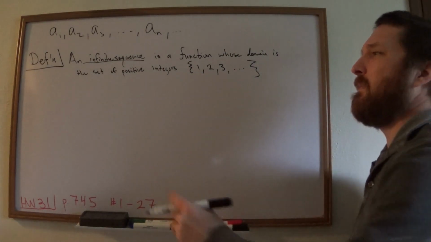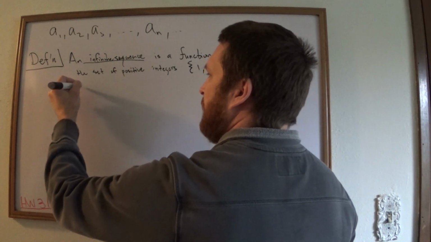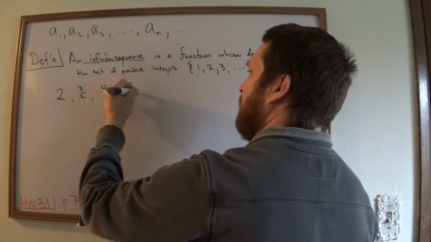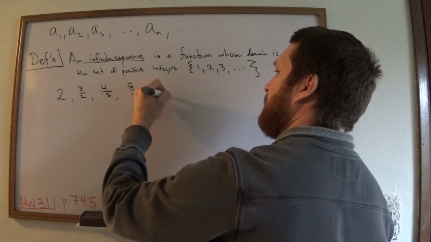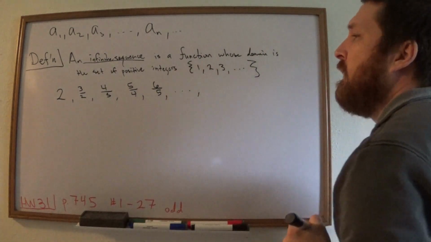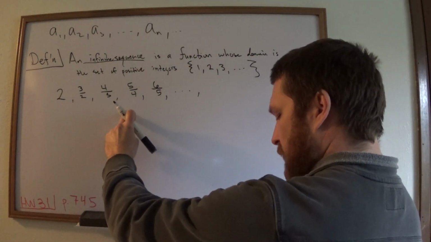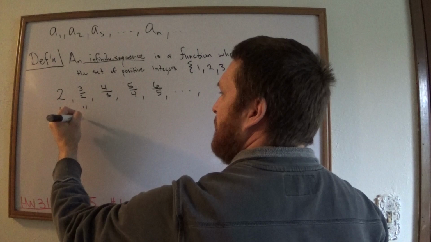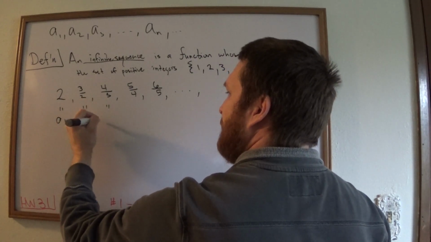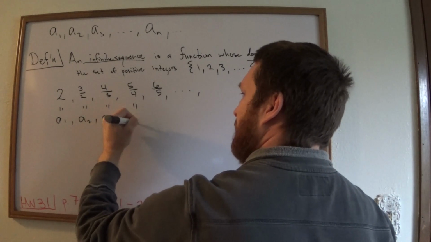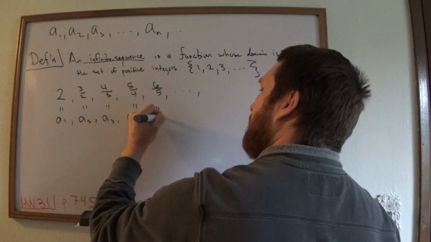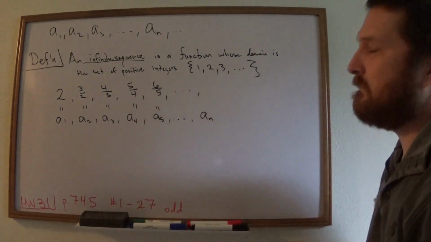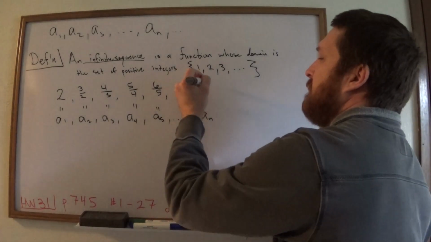So what does this mean? Let's think about this. We had a sequence earlier: 3 halves, 4 thirds, 5 fourths, 6 fifths, and so on. What we could say is that this is the same thing as our A1, this is the same thing as our A2, this is A3, this is A4, this is A5, and so on and so on. And finally we get up to AN. Okay, we'll do that in a second.